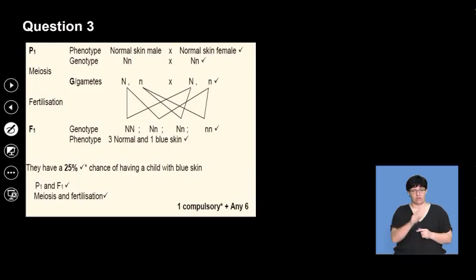Again, there are marks allocated for determining the phenotype. As you see, the phenotypes of both the parents are normal skinned male and normal skinned female.